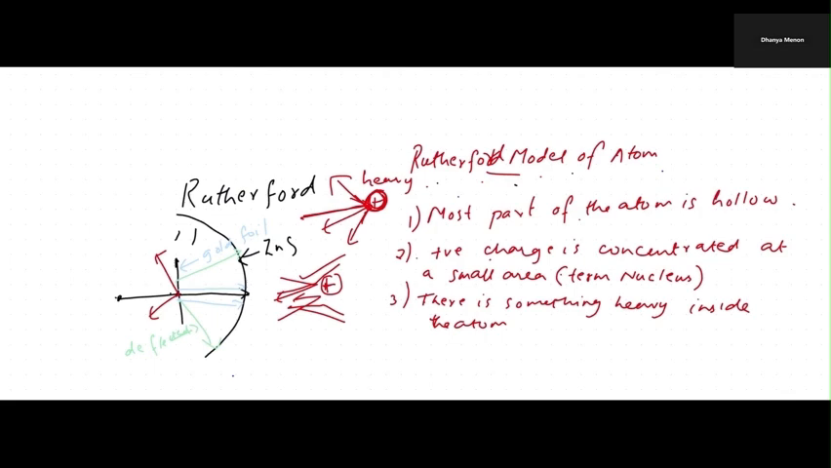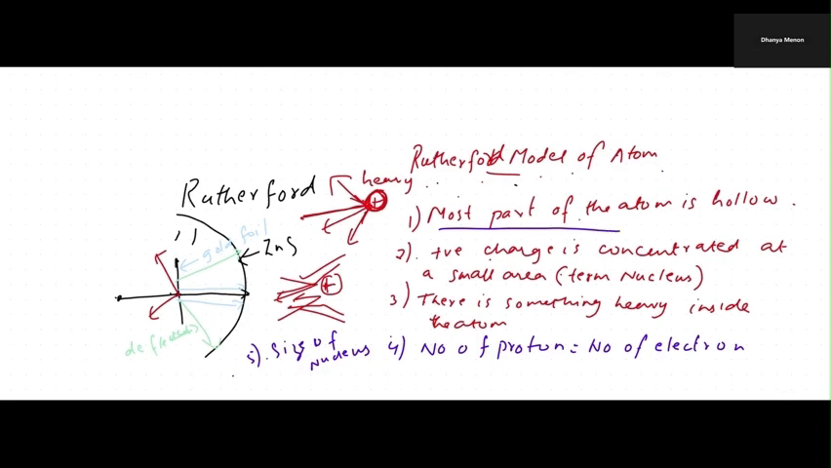Okay, and then there were also other conclusions, like the number of protons is equal to the number of electrons. That is, in a neutral atom, the number of protons is equal to the number of electrons. Another observation was that the size of the nucleus is very, very small compared to the size of the atom. That is why most of the atom is hollow. So these were some of the conclusions drawn by Rutherford, and the discovery of the nucleus comes in his name.